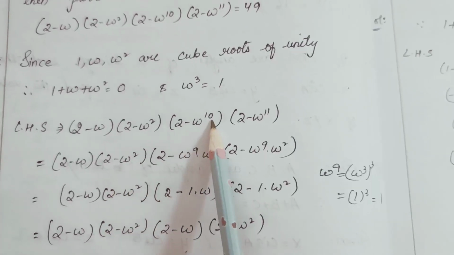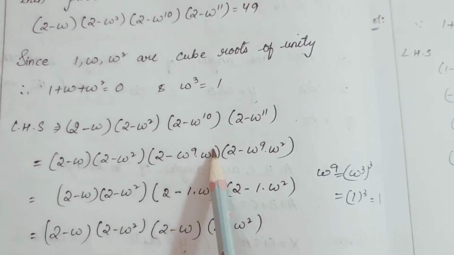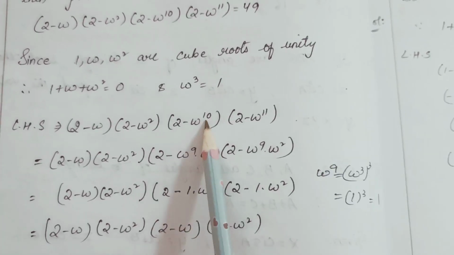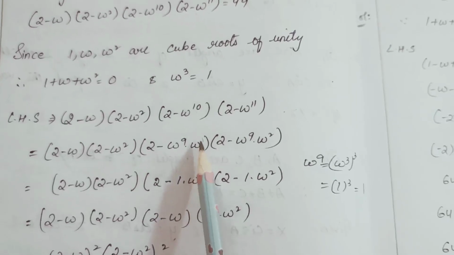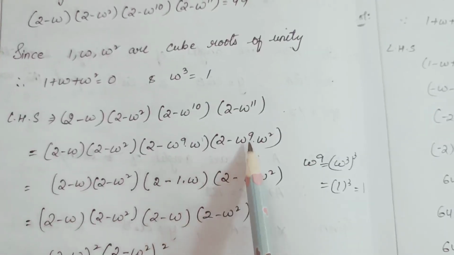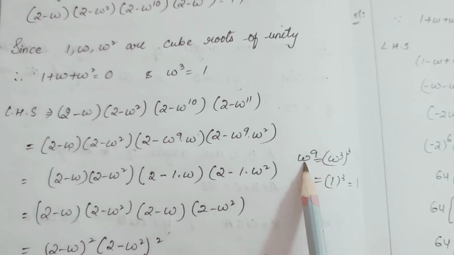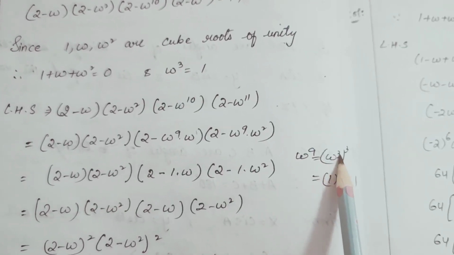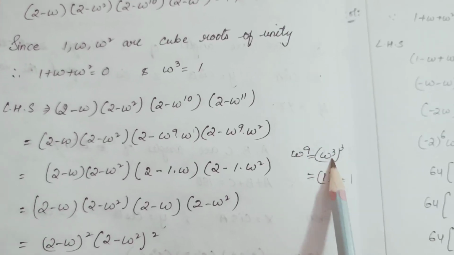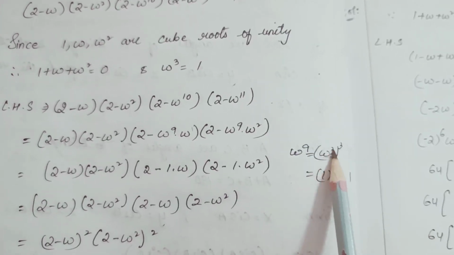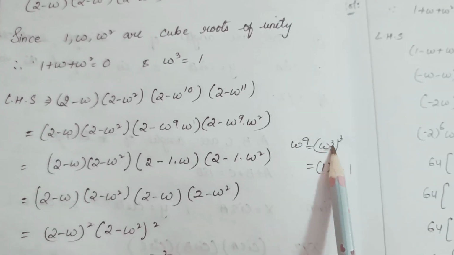Now here we can write omega to the power 10 as omega to the power 9 into omega. Bases are same, powers should be added and you will again get 10. So writing omega to the power 9 times omega, and similarly omega to the power 9 times omega square. Omega power 9 is nothing but omega power 3 whole power 3, 3 3s are 9. As we know, omega power 3 value is 1, so we are writing in terms of omega power 3.